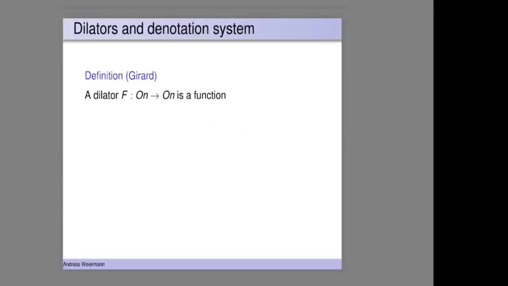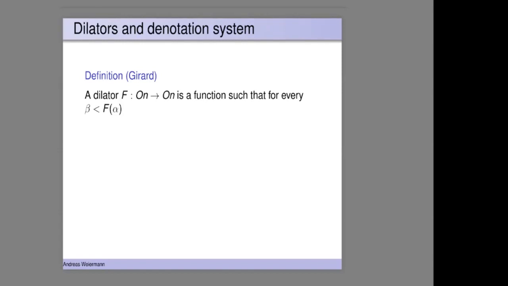What is a dilator? Well, it's difficult to explain, but a working definition is given by denotation systems. Following Girard, a dilator is a functor on the categories of ordinals which commutes with direct limits and pullbacks. But today we don't want to go into category theory, so there's a more concrete description. A dilator is just a function from ordinals to ordinals with certain properties. Namely, if you have a given argument alpha, then you consider the function value f of alpha, and then the set of ordinals beta less than f of alpha can be described by denotations.